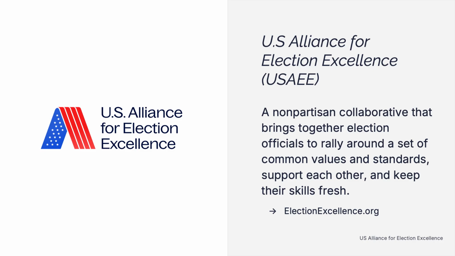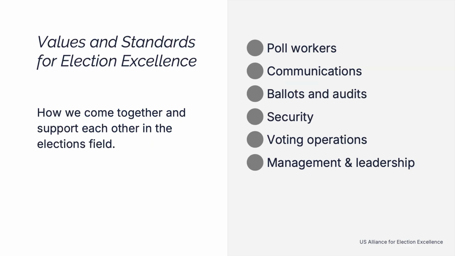So at the Elections Group, we're part of an initiative called the U.S. Alliance for Election Excellence that's thinking about excellence for election offices across a broad range of topics, including things like logic and accuracy testing. The Alliance is a nonpartisan collaborative. It brings together election officials to rally around a common set of values and standards, to support each other, and to keep their skills fresh. Election offices from around the country participate alongside designers and technologists and other experts. And we're doing all sorts of work, including building resources to support election offices. And I encourage you to go to the Alliance website and look at some of those resources.